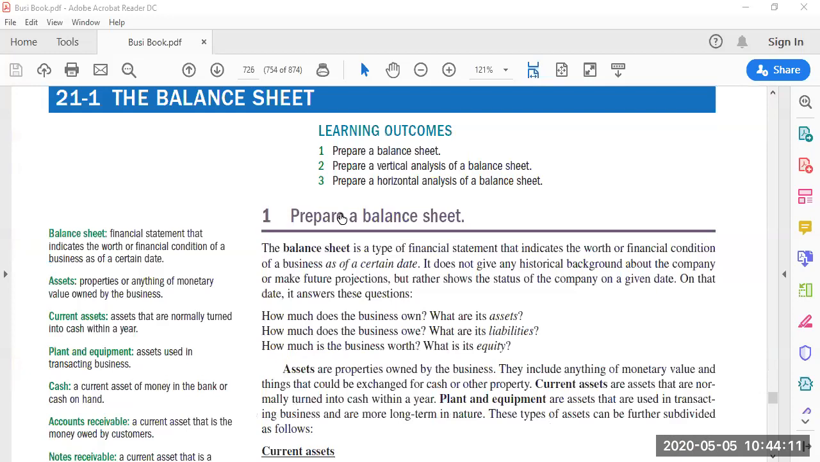The balance sheet is a type of financial statement that indicates the worth of financial conditions of a business as of a certain date. We call this a snapshot. On this date, this is what our balance sheet looked like. These are the values that we had in our assets, our liabilities, and our owner's equity. So you would ask, what is an asset? Well, assets are properties or anything of monetary value that a company owns.